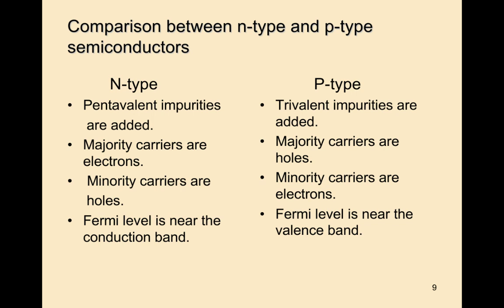First point: in n-type, pentavalent impurities are added; in p-type, trivalent impurities are added. In n-type, majority carriers are electrons; in p-type, majority carriers are holes. In n-type, minority carriers are holes; in p-type, minority carriers are electrons. In n-type, the Fermi level is near the conduction band; in p-type, it is near the valence band. So these are the four comparisons between n-type and p-type semiconductors.